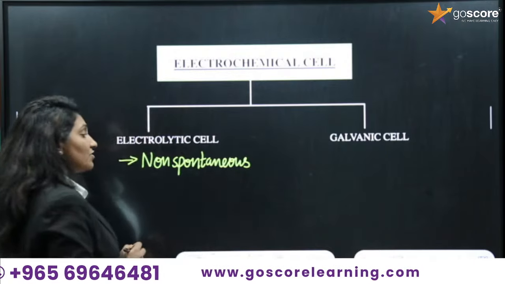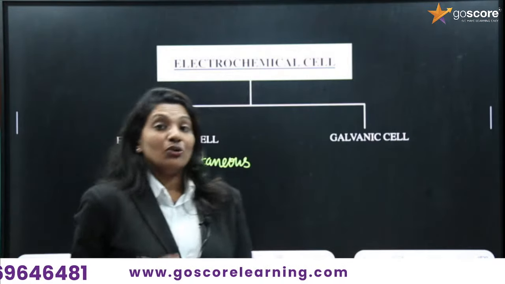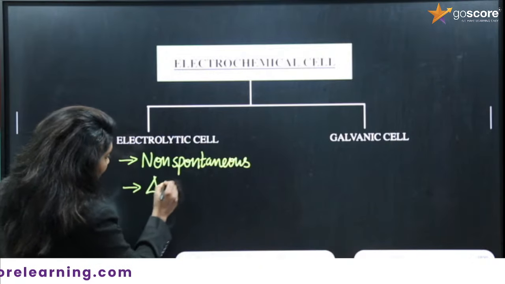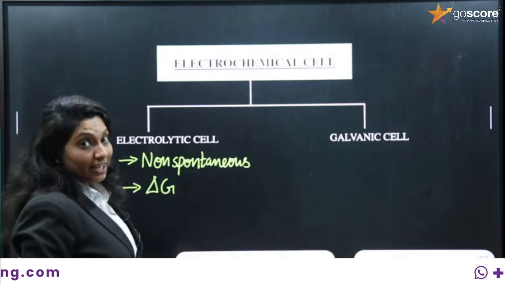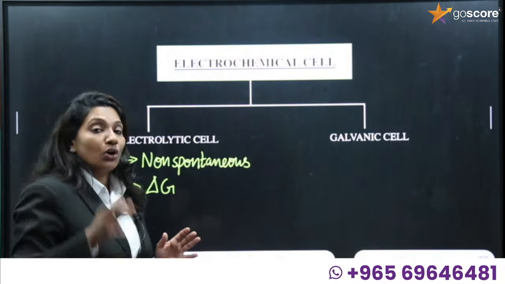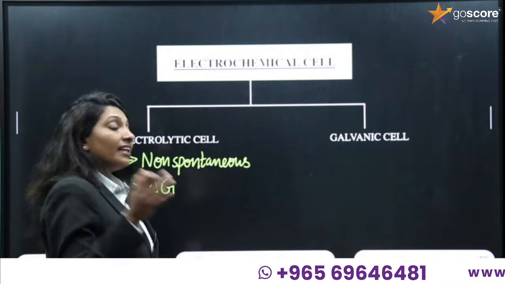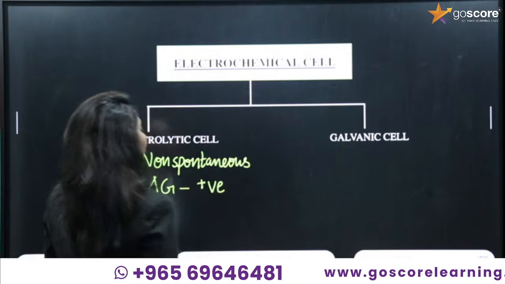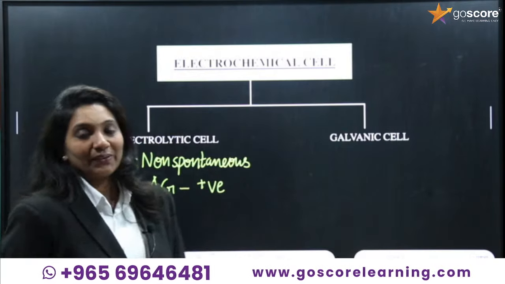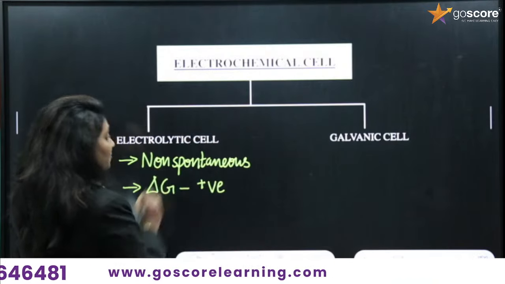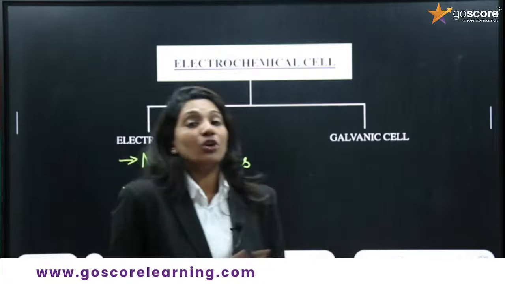So, non-spontaneous reactions. We learned that for non-spontaneous reactions, the delta G, what is the delta G? Delta G is Gibbs free energy, right? And we have already learned in the 11th standard that for a non-spontaneous process, the delta G value is always a positive value, right?